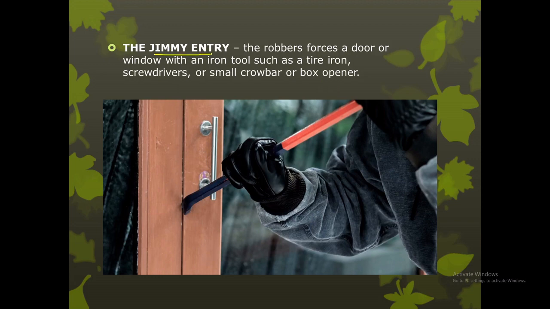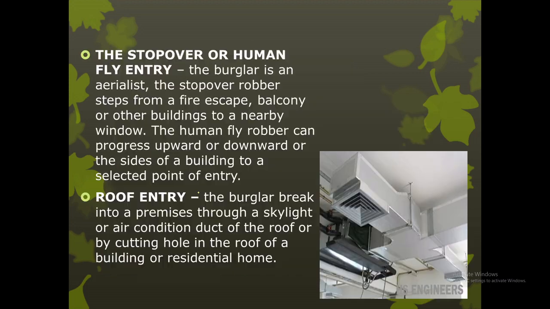Next, we have the Jimmy entry. Ang tatandaan nyo sa Jimmy entry, ang ginagamit is iron tool. Okay? Kung doon sa celluloid entry, ang ginagamit is celluloid. Dito sa Jimmy entry, ang ginagamit ay iron tool, such as tire iron, screwdrivers, small crowbar, or box opener. For example, dito. I don't know what this equipment is, pero it is an iron tool. Ganito yung gagawin nila. Sisirain nila yung pintuan. That is Jimmy entry.